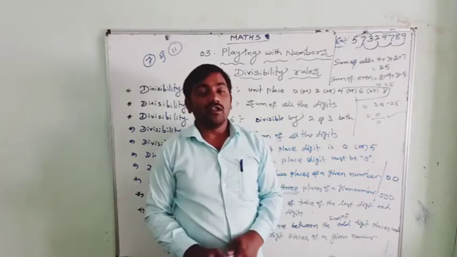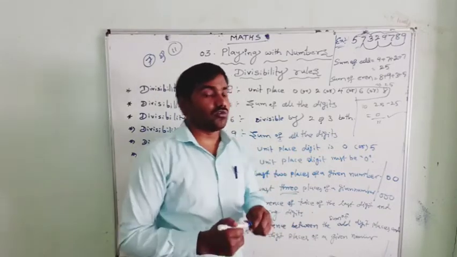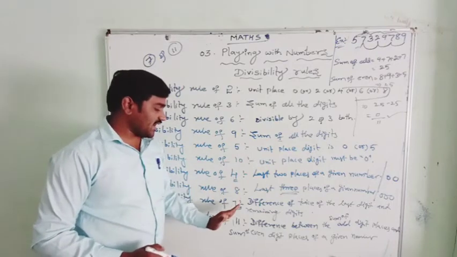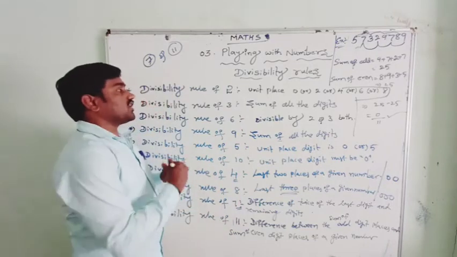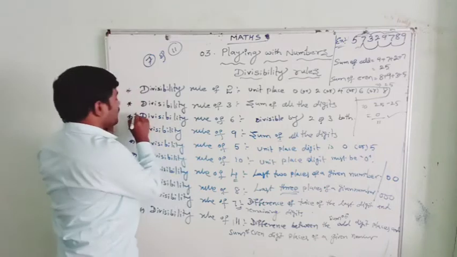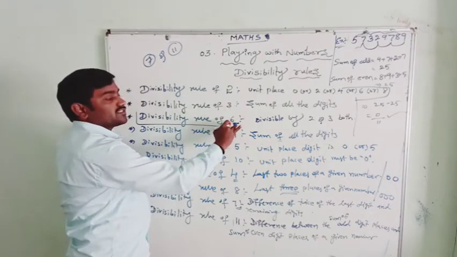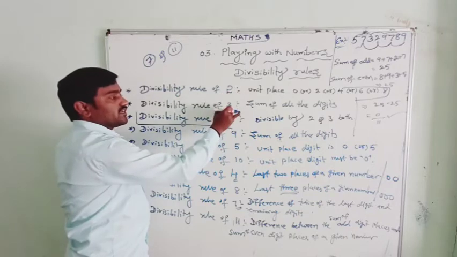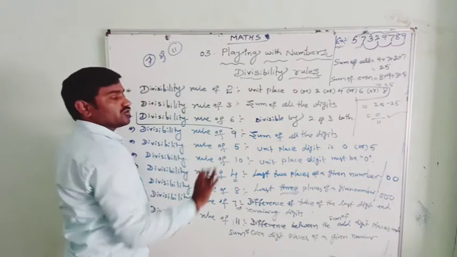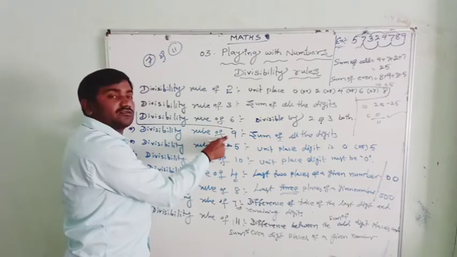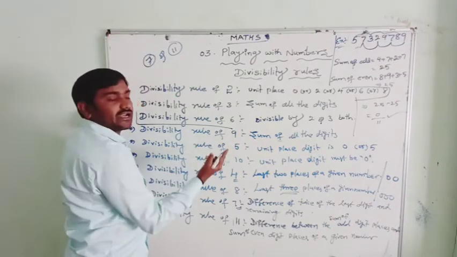So here we have discussed the divisibility rules of 2, 3, 6, 9, 5, 10, 4, 8, 7 and 11. To understand, put these into groups. If a number is divisible by 2 and 3 both, then it is divisible by 6. If you know the divisibility rules of 2 and 3, you will also know the rule of 6. If you remember the divisibility rule of 3, you will also remember the rule of 9. Same formula.